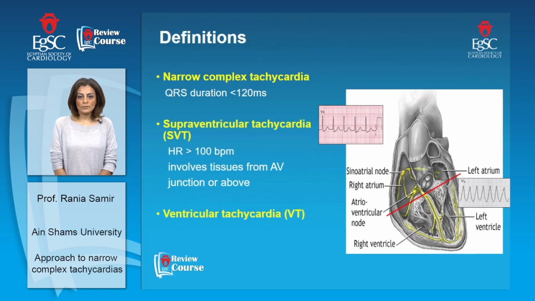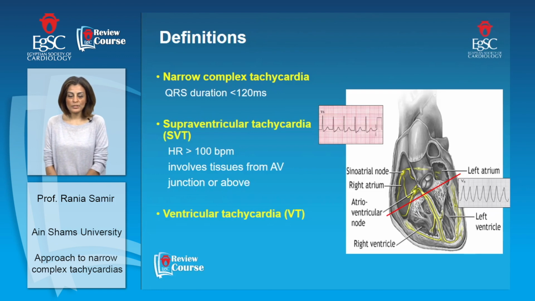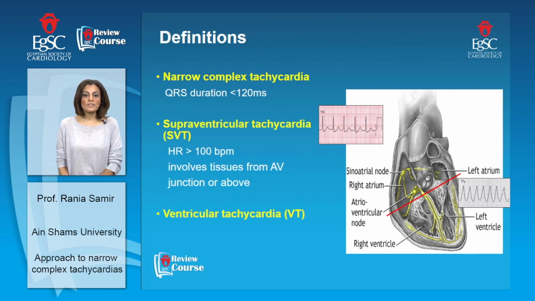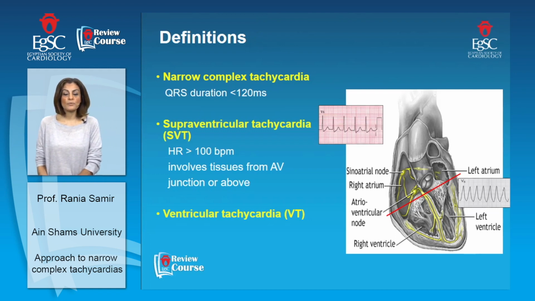Before talking about narrow complex tachycardia, I would like to briefly review the normal conductive system of the heart. As we all know, the normal pacemaker of the heart is the SA node, which is located at the high right atrium at the junction between the SVC and the right atrium. And it discharges at the regular resting rate of 60 to 90 beats per minute. As the impulse comes out of the SA node, it activates both atria, causing atrial depolarization, which presents itself on the surface ECG as the P wave.